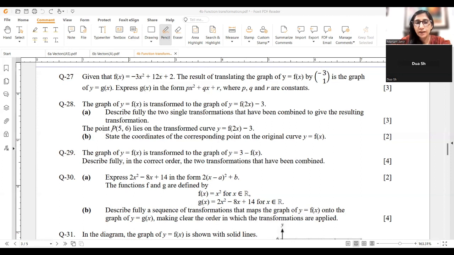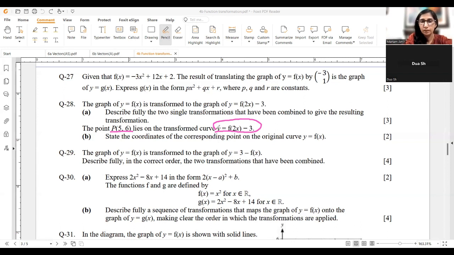All right, part B. The point (5, 6) lies on the transformed curve. State the coordinates of the corresponding point on the original curve. Is it going to be (2.5, 3)?